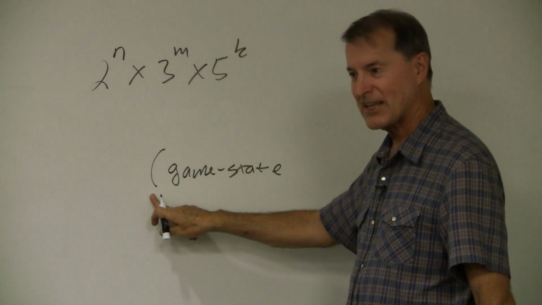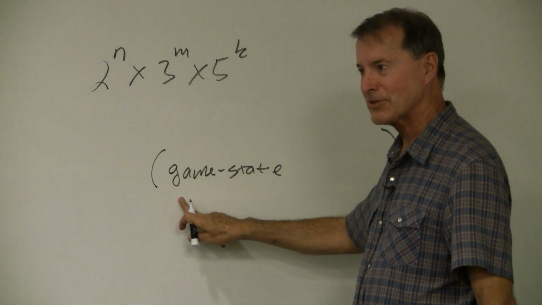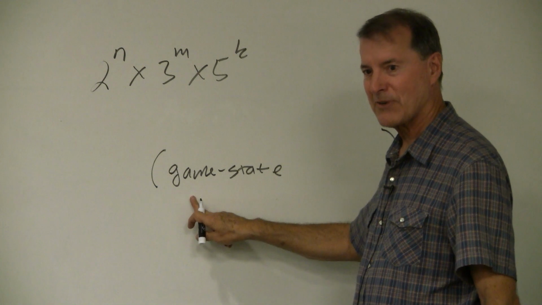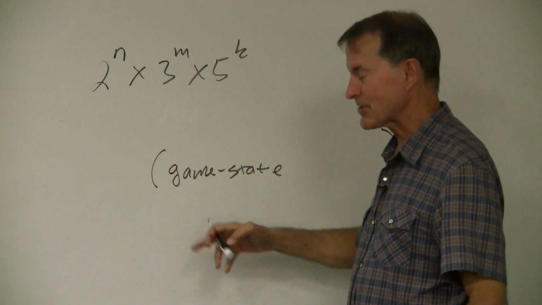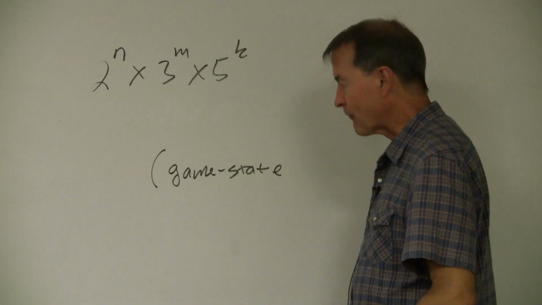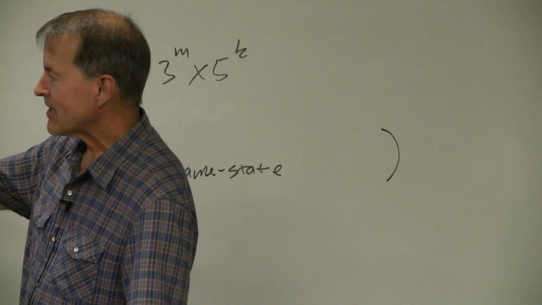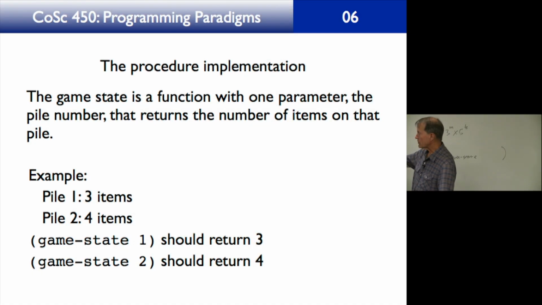Isn't the first thing after a parenthesis always a function? Are you with me? So if game state is a function, what we're saying is that the function that represents this is a function such that game state 1 should return 3 and game state 2 should return 4. Now, is everybody with me on that? And of course, if it were a different number of piles, it would be a different function.